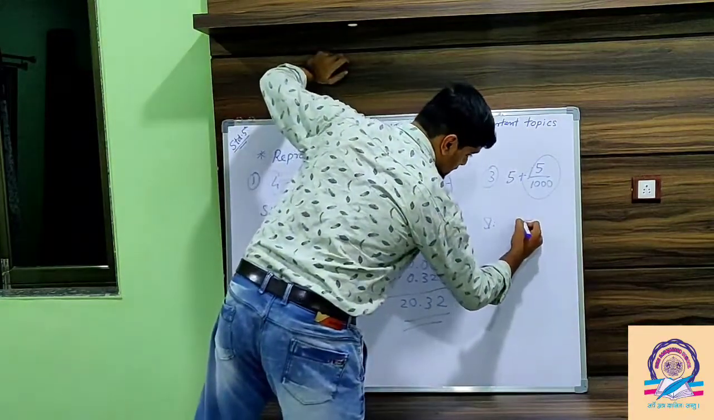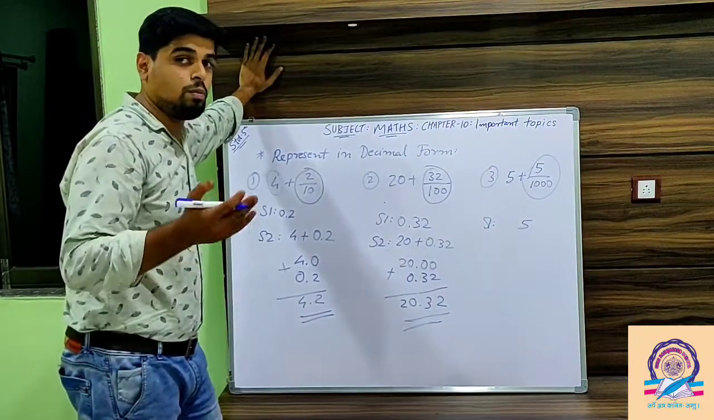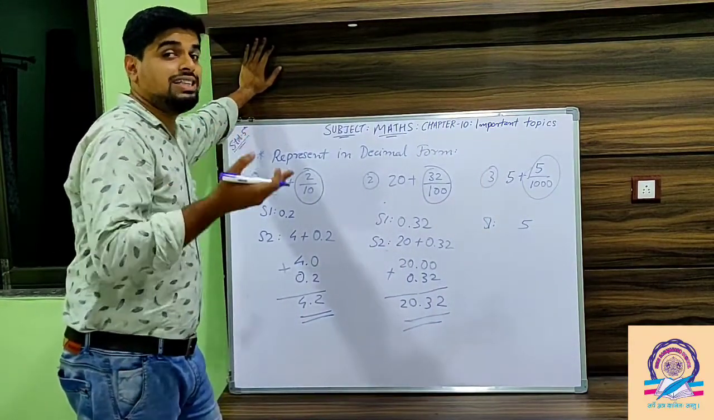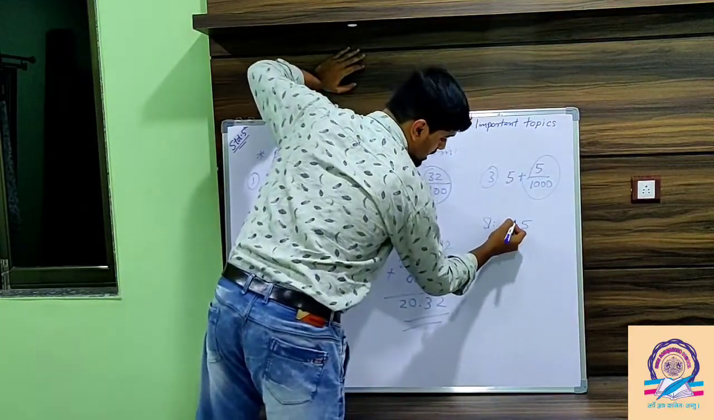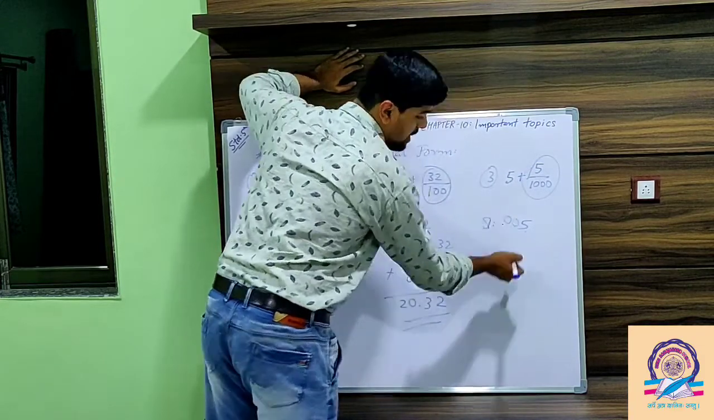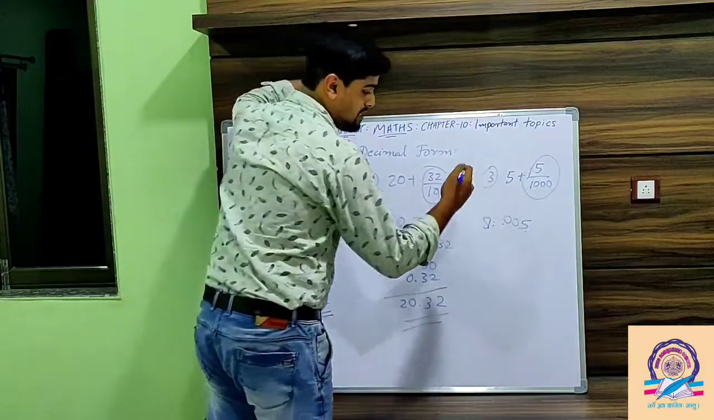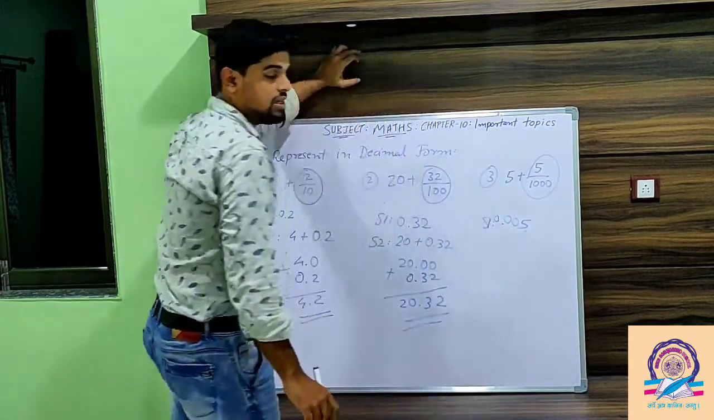So write 5 as it is. Now here 3 zeros are there, so we have to put the decimal point 3 digits before. Here we only have 1 digit, so again we have to take 0, then another 0: 1, 2, 3. Here we put the decimal point. And since no other digit is before the decimal point, again we take 0.